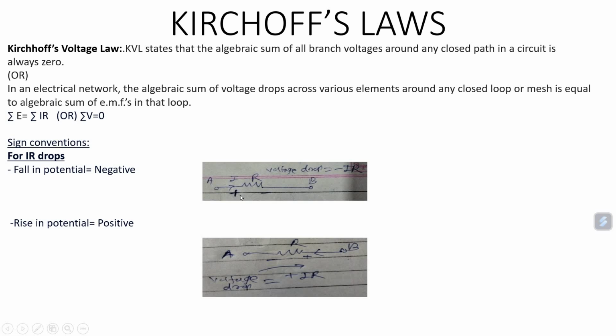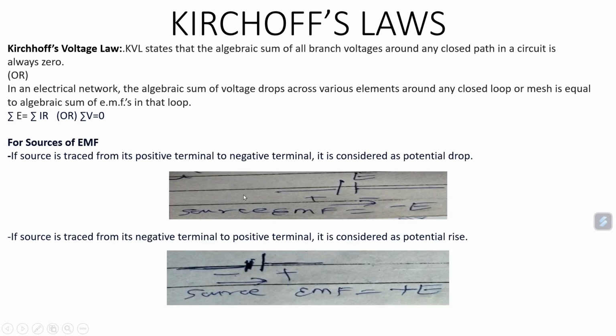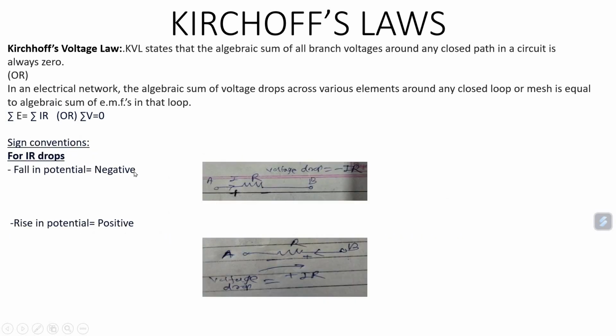connected in branch AB. If the direction of the current is from left to right, then we know that conventional direction of current is always from positive to negative direction. That's why we'll write plus on left hand side and minus on right hand side. So whenever current flows, the voltage drop will be IR. But since we are going from positive to negative terminal, that is fall in potential, and fall in potential is always considered as negative. That's why it can be considered as minus IR. Okay, I hope concept is clear.